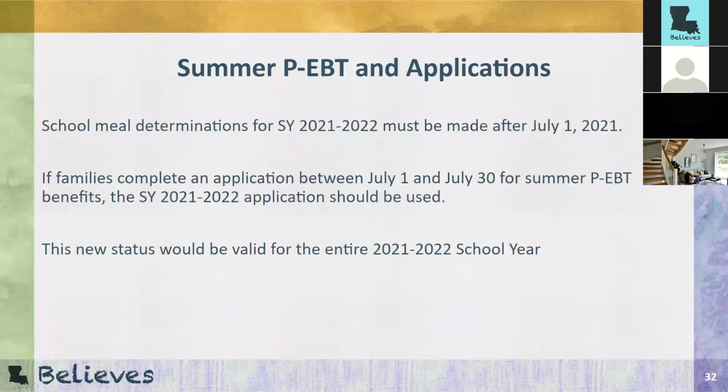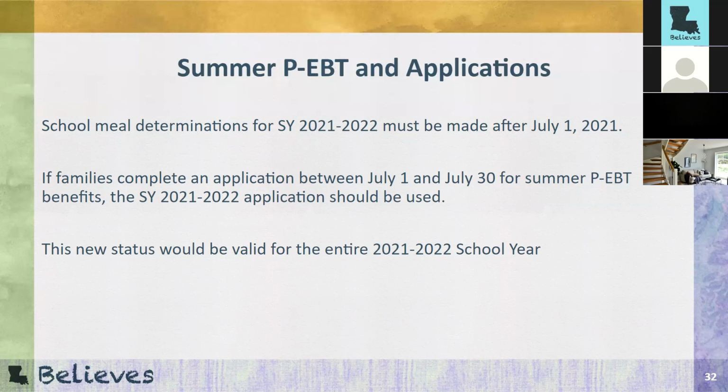So the school meal determination that you're making anytime after July 1 is on that 21-22 meal application. So if you have families that are coming to you right now because of this communication that was provided out about applications, they need the 2021 application. They need the current year application. You should not be attempting or stressing about trying to complete a 2021 meal application to qualify these children for summer PEBT. You need to process the current year application, 21-22, for these families, and that would need to be done by July 30th to qualify for the summer PEBT.